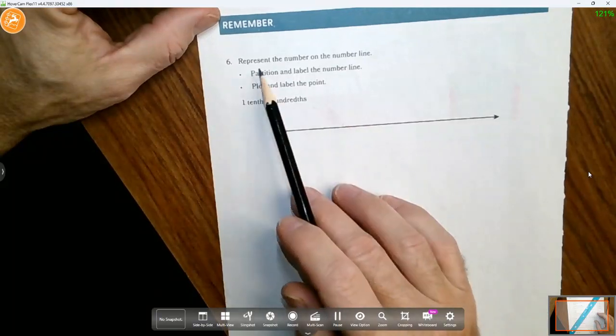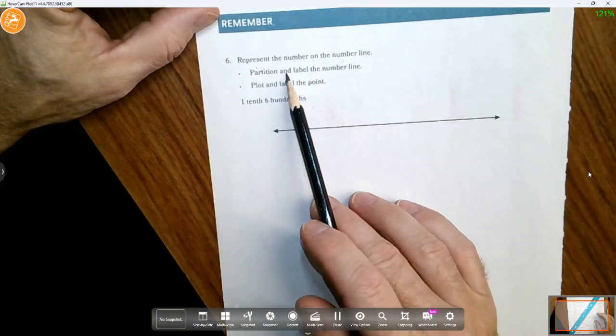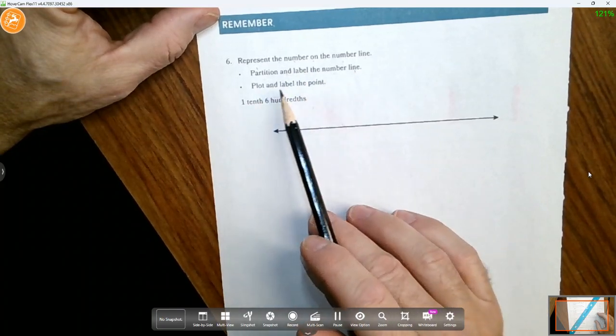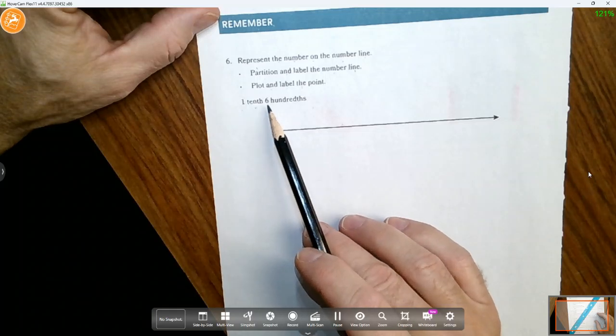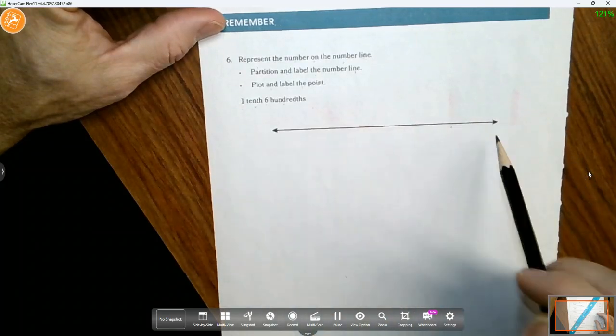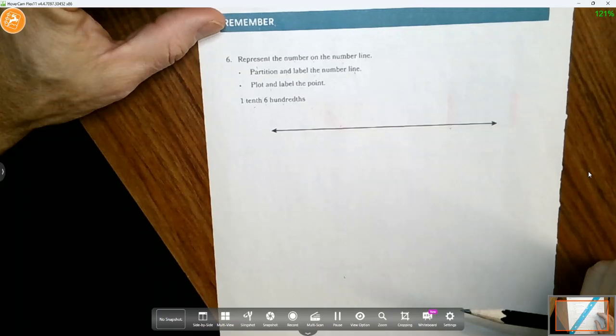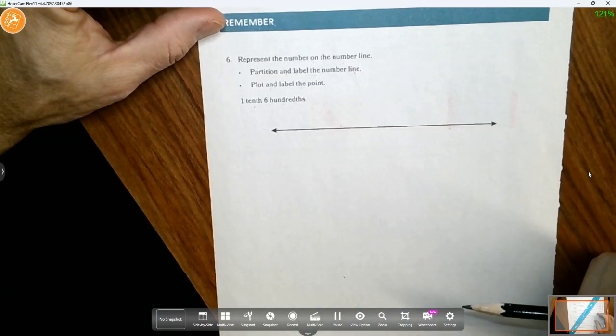On the back, represent the number on the number line. Partition and label the number line. Plot and label the point. 1/10, 600ths. So you need to split this up. You have to show where 1/10 is on this line, and you have to show where 600ths is on this line. Okay? Find 1/10, find 600ths.